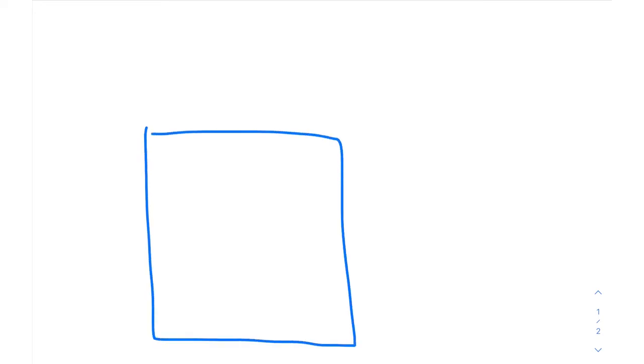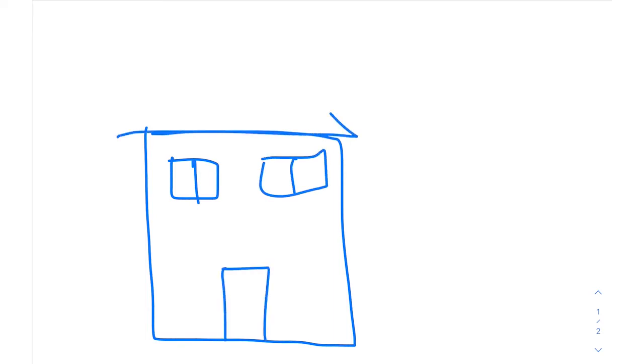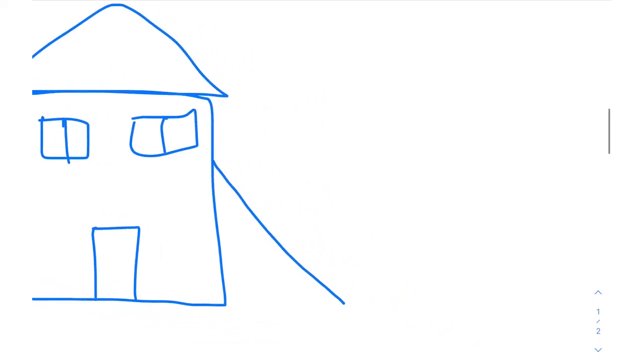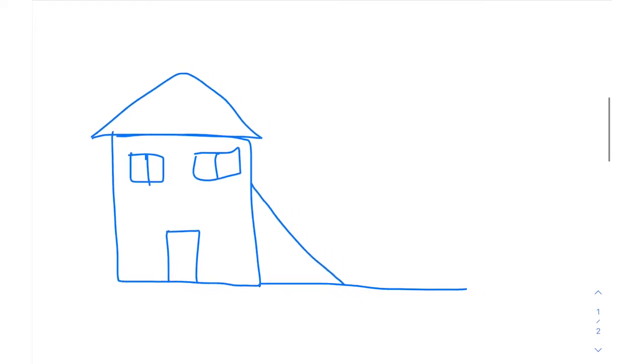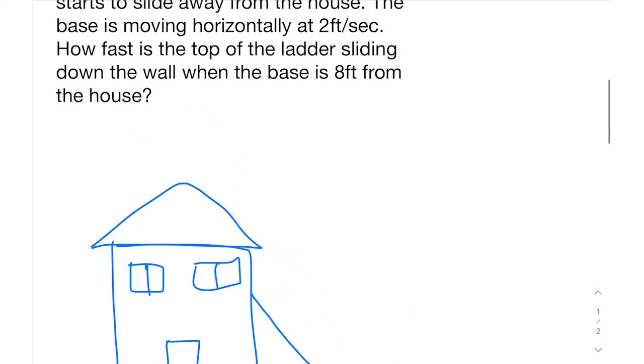described. So here we'll do our best attempt at drawing a house. So a couple windows, a door, and a roof. House. Okay, that's the best we can do. Then we're going to have our ladder leaning against the wall of that house and the flat ground that the ladder is on. So this is the scenario that they're describing in this question here.